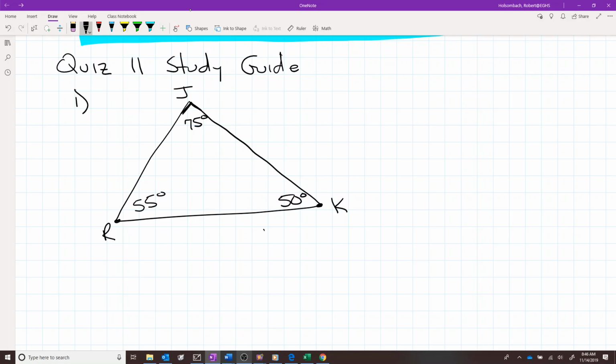Which two were furthest apart? Well, indirectly, they're asking you for the longest side of the triangle. And the longest side of the triangle is going to be opposite the largest angle. So your 75 degrees is your largest angle. The side opposite of that is R to K. So the two people that are furthest apart are Ray and K.